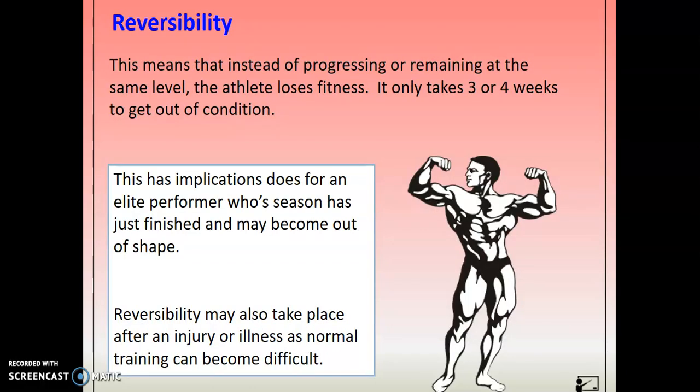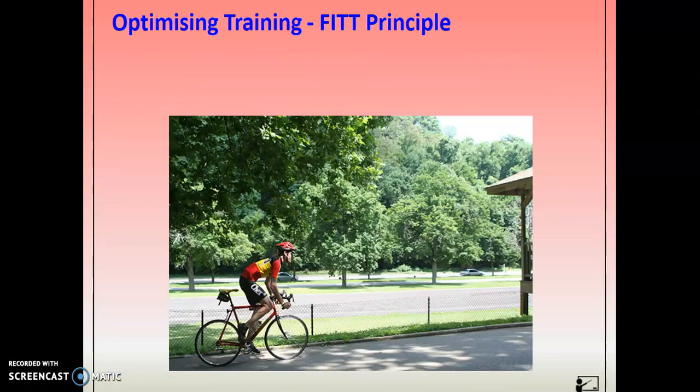So reversibility, this means that instead of progressing or remaining at the same level, the athlete loses fitness. So it can actually only take as little as 3 to 4 weeks to get out of condition. So there are implications for people that perform seasonally. They will still be doing some element of training out of season because otherwise they're going to experience reversibility. If not, it might be too hard to come back from.